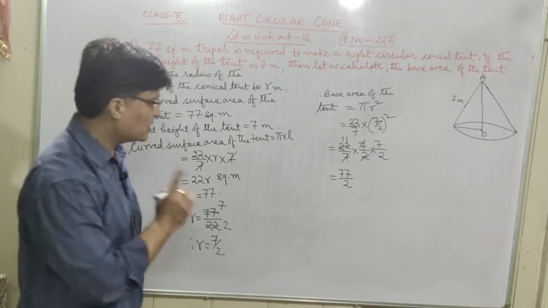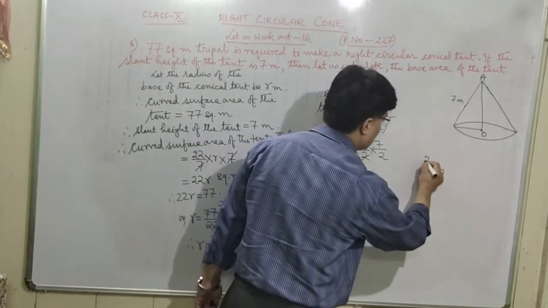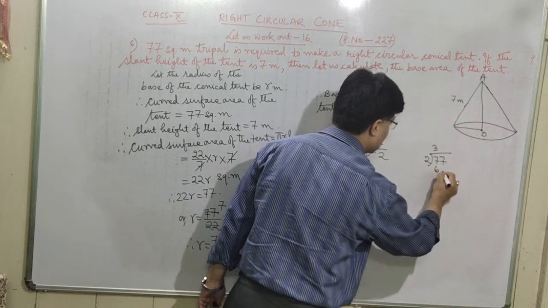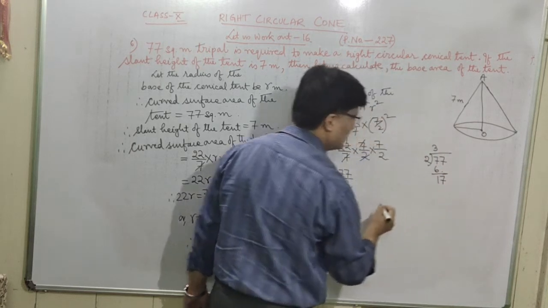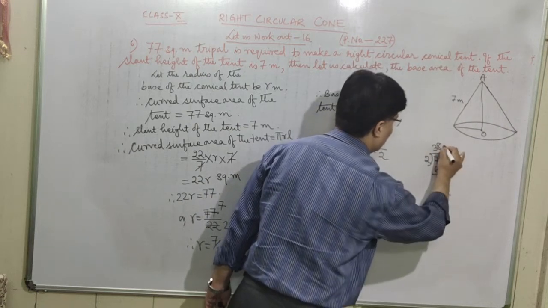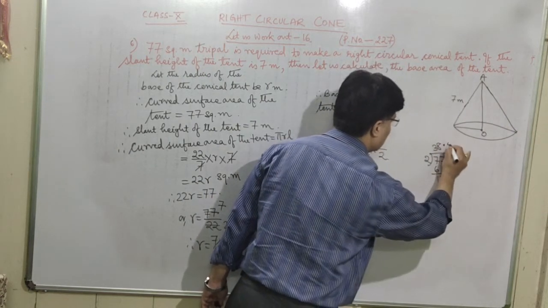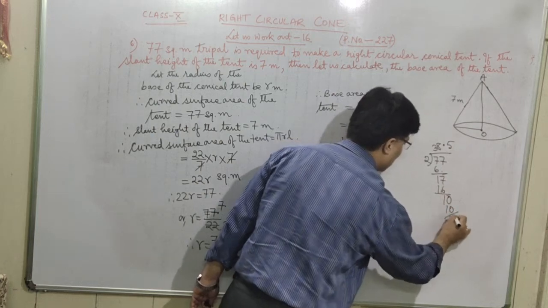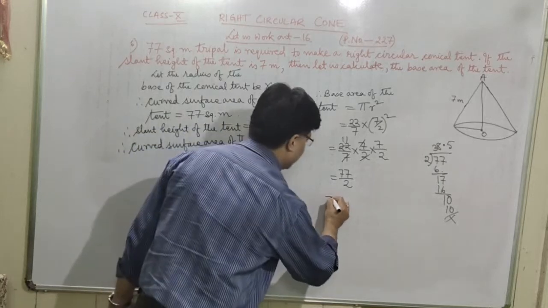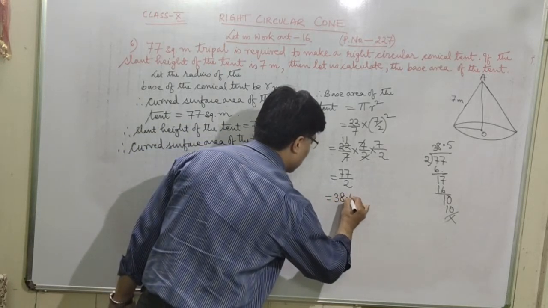So let us divide 77 by 2. 2 3s are 6, 1 17, 2 8s are 16, 1.0. This is 2 5s are 10. So what is it? 77 by 2 means 38.5.